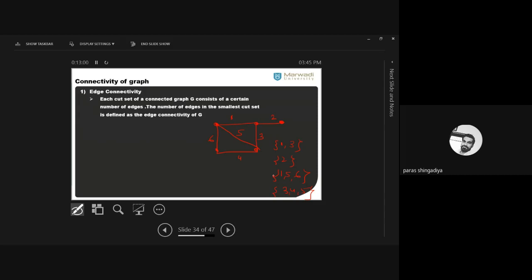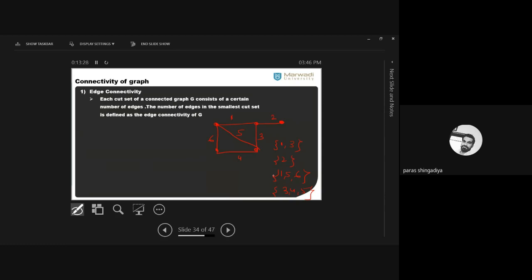What is the definition? Each cut set of the connected graph G, every cut set of the connected graph G, consists of a certain number of edges, and the number of edges in the smallest cut set is defined as the edge connectivity of this graph. This is the smallest one. And then find how many edges are involved in it. Clear? Yes.